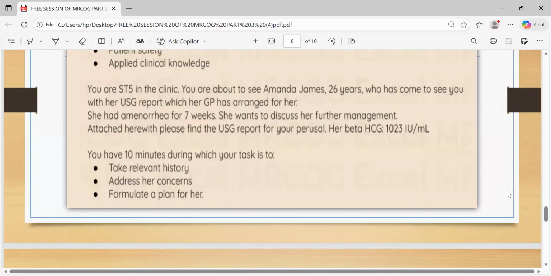Again, the focused history of the early pregnancy. What can be the focused questions for your patient? Is it a planned pregnancy? Are you okay to talk with me? Okay.